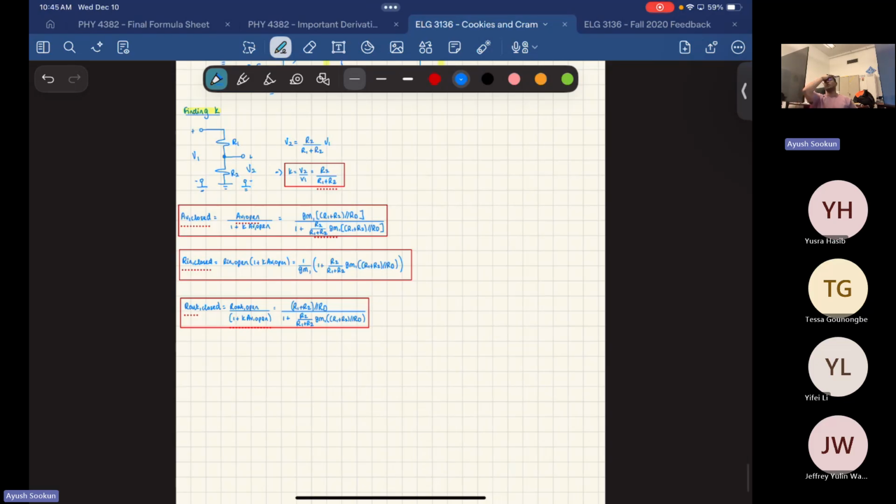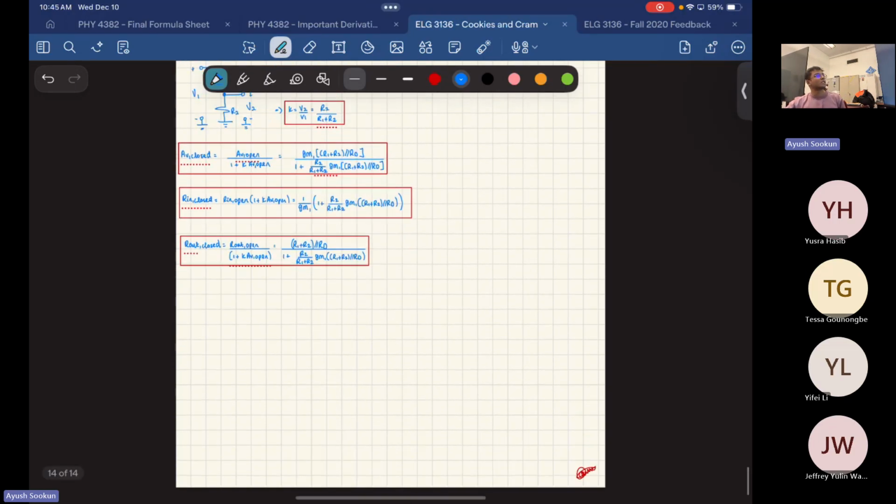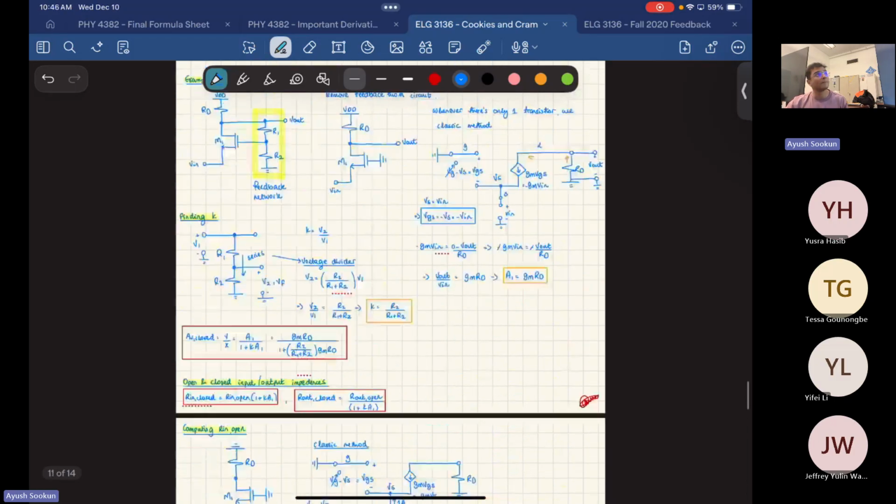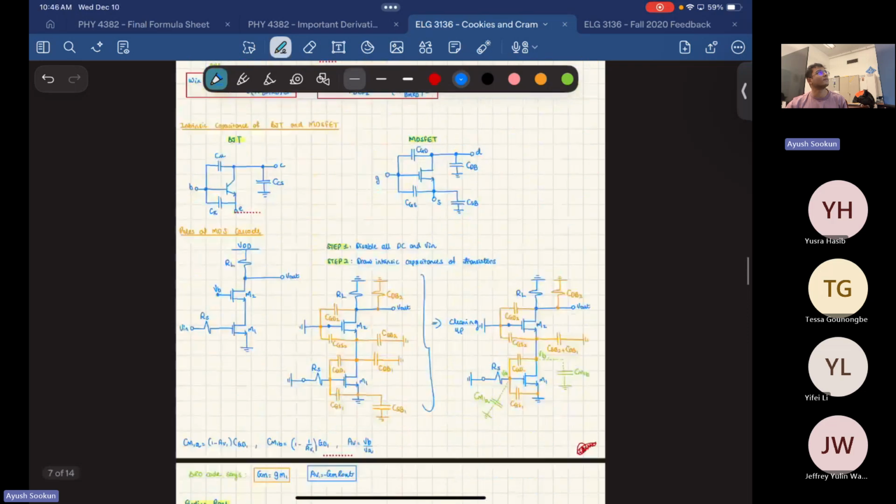Chances are, if he's going to ask you a question on feedback on the final exam, it's going to be a voltage. So focus on that. It's easier for him to grade a voltage feedback than it is to grade other feedback networks. So this is all for their official cookies and cram, like legal stuff.